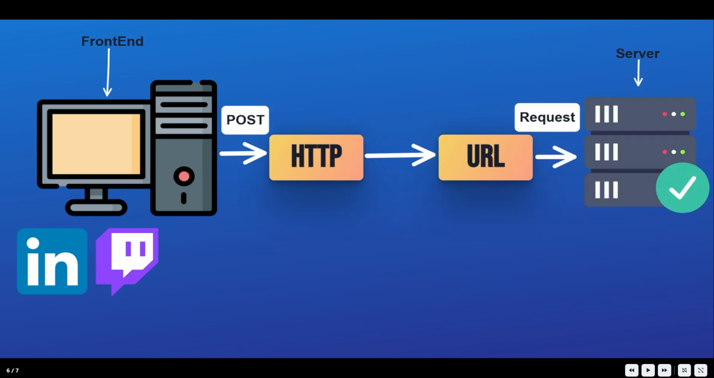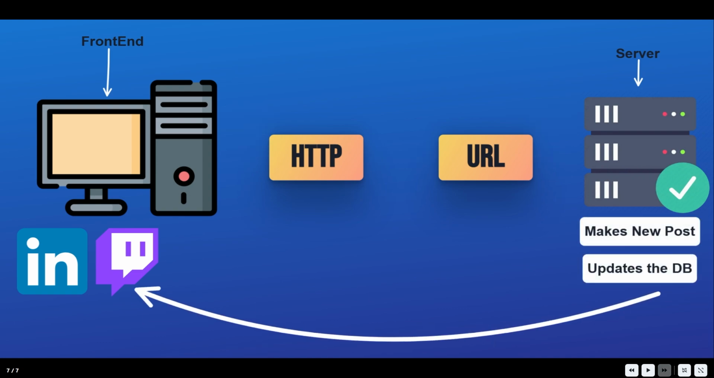So when you make a post on Facebook, for example, or you ask to see the comments inside of a post, what's happening under the hood is a request is sent from the HTTP action through the URL to the server, which then sends a response back to your device, your client as it would be called, your front end, and makes the new post or updates the database. So if you were making a post, it would create a brand new one, or if you were editing a post, it would make changes to that post.